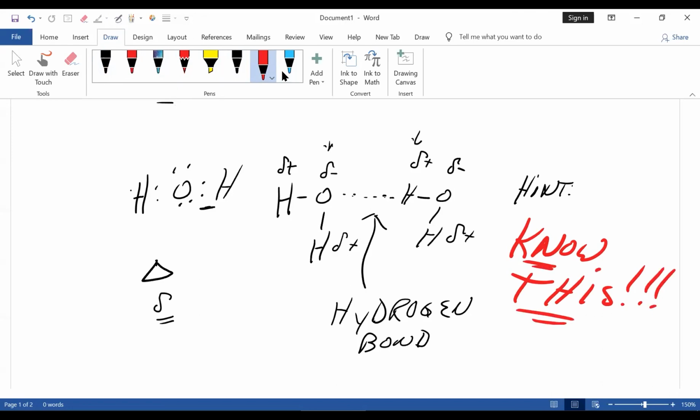Look out, it's Subtle Monday. You should know this. Because of the difference in electronegativities, water exists like this, and we have the hydrogen bonding here, which is not a true chemical bond, but a very slight attraction. And why would I put down know this? Now, the answer is following.